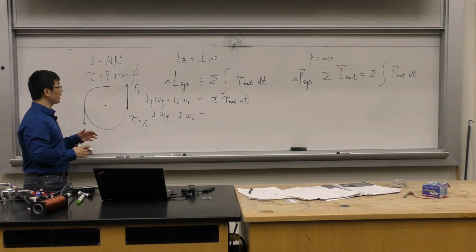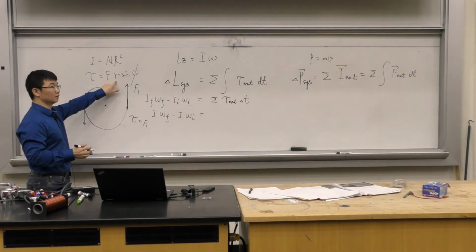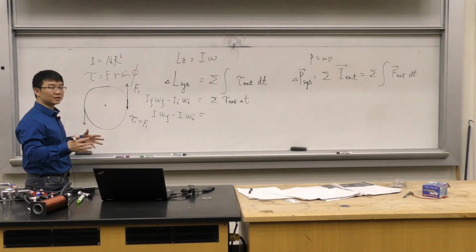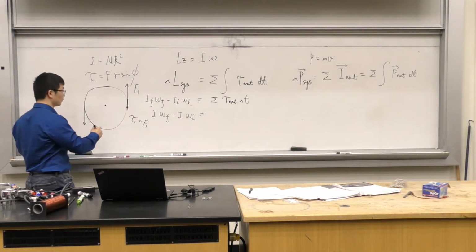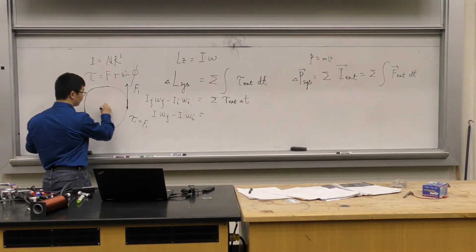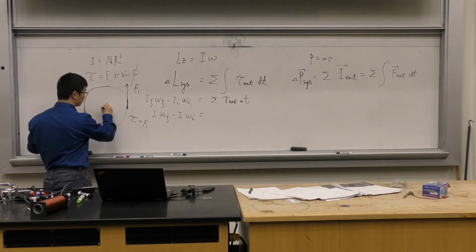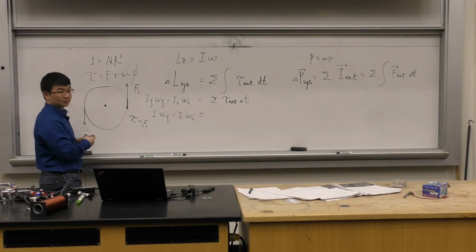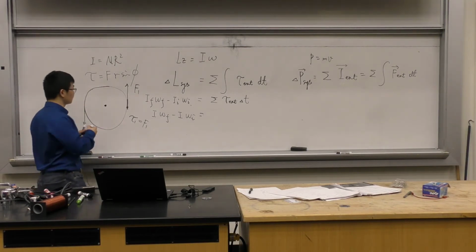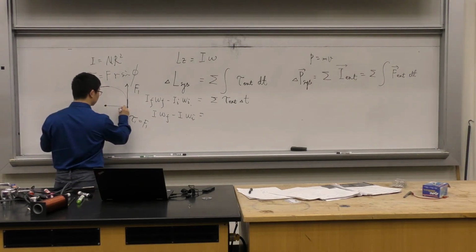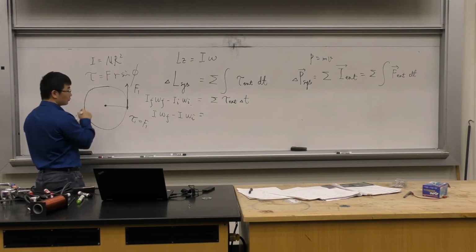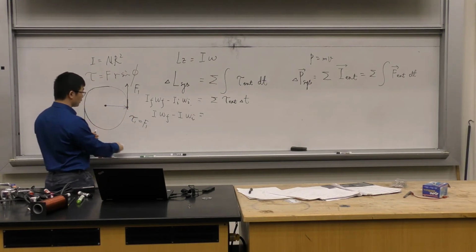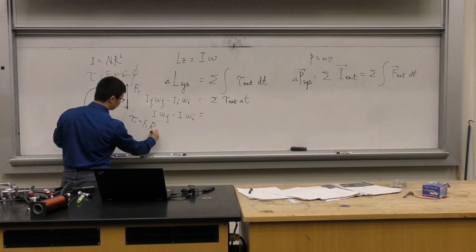It's not always radius. A lot of people see R and think, oh, that's radius. It's not always radius. Sometimes it will become radius, okay? You draw a line from the rotational axis to where the force is applied, right? So the force is applied here. Oh, that is the radius in this problem, okay? So I'm just going to use big R.